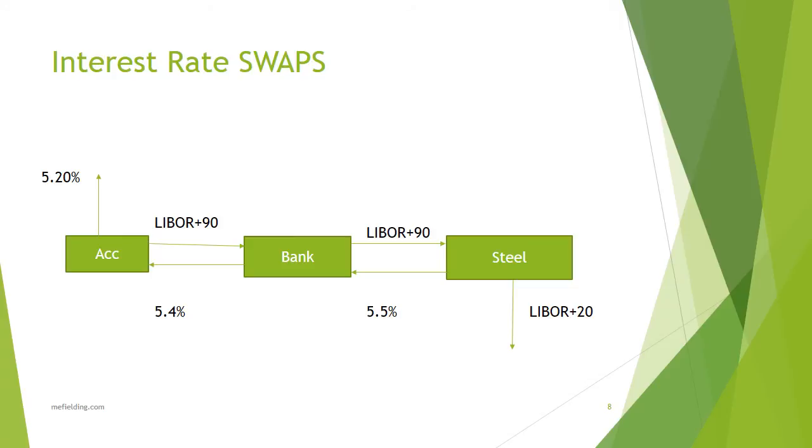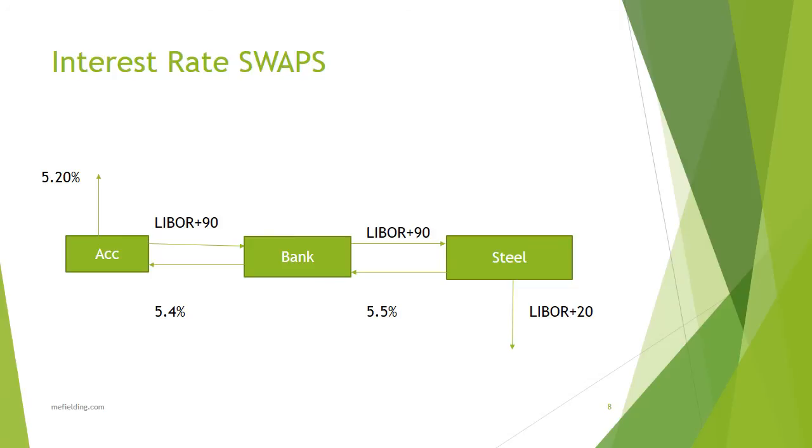But it's paying out floating rate LIBOR plus 90. So the effect of all of that is that it's paying LIBOR plus 70. So accounting's position is paying floating rate LIBOR plus 0.7%.